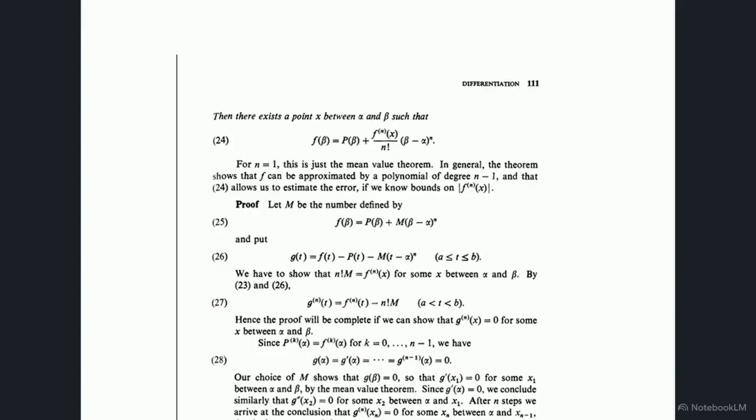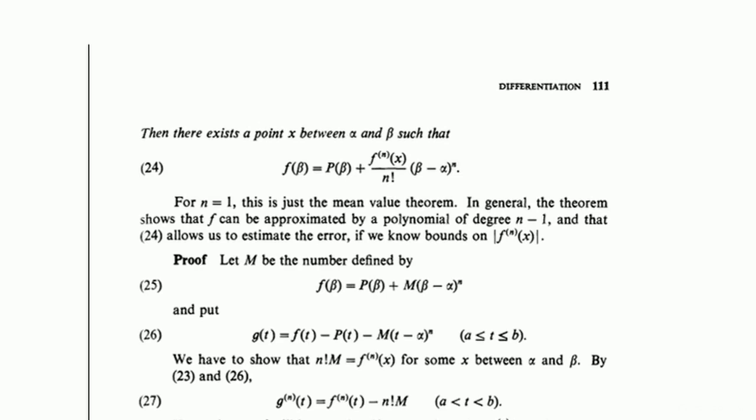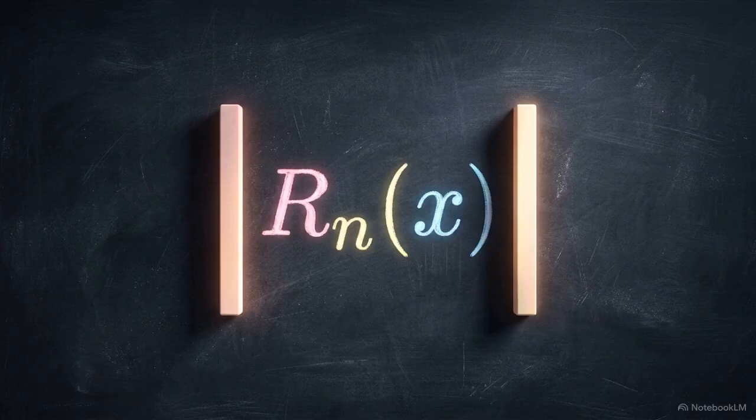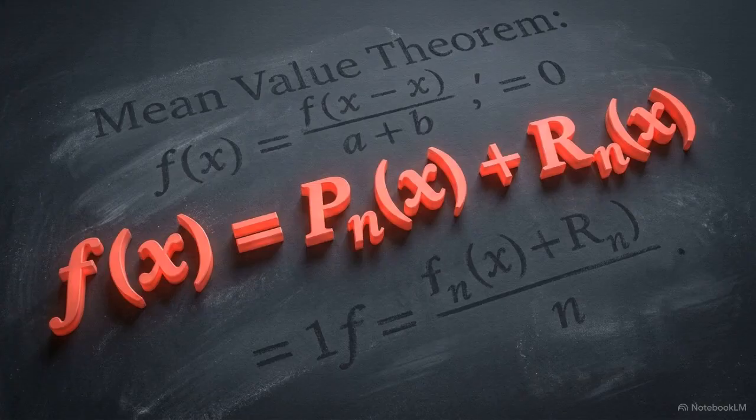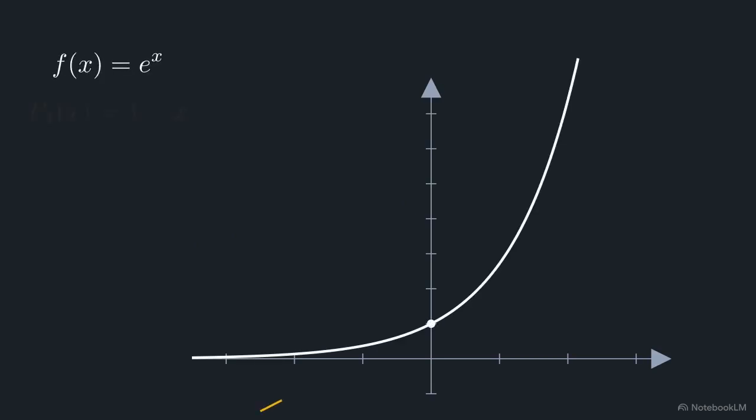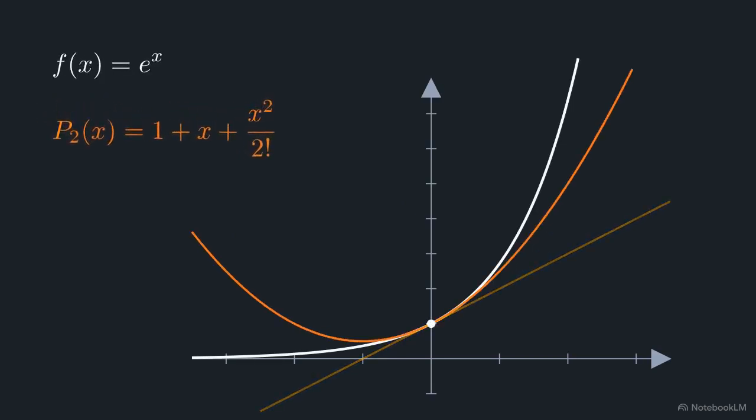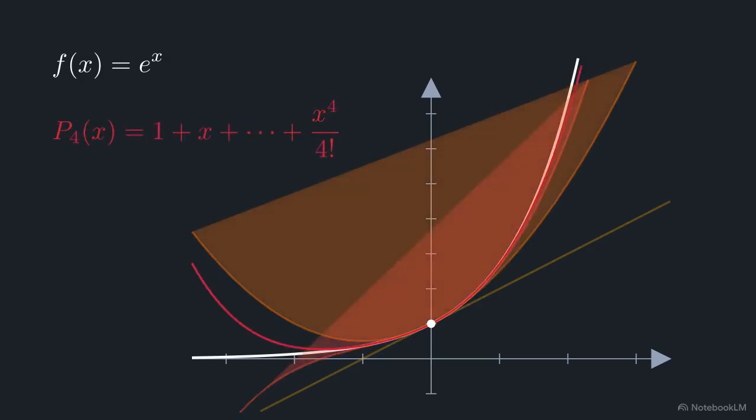Moving to the top of the next page, equation 24 defines exactly how well this polynomial approximates the true function. The true value f of beta equals the polynomial p of beta plus a specific remainder term. Notice that this remainder, the error term, relies entirely on the nth derivative evaluated at some unknown point x, which lies somewhere between our starting point alpha and our target beta. Because this error is bound by a derivative at an intermediate point, Taylor's theorem is a high-order generalization of the basic mean value theorem. This allows us to wrap a complex curve in increasingly tight polynomial shapes, getting closer and closer to the value with each added term.